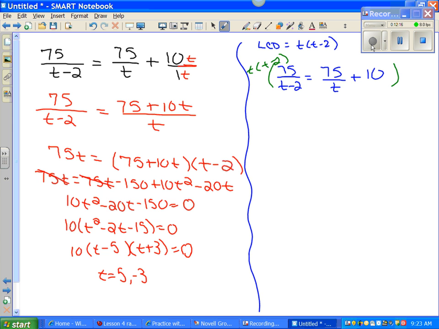Okay, so t times t minus 2 times 75 over t minus 2. What's going to cancel? T minus 2, so I get 75t equals, all right, t times t minus 2 over 75t. T cancels out, and I have 75 times t minus 2 plus, careful, does anything cancel? No, so you have to multiply through by t minus 2.